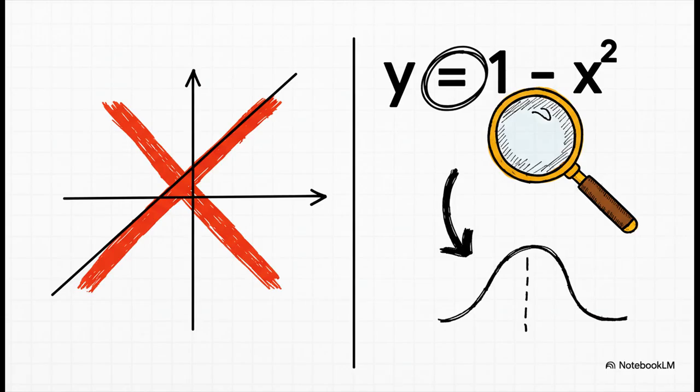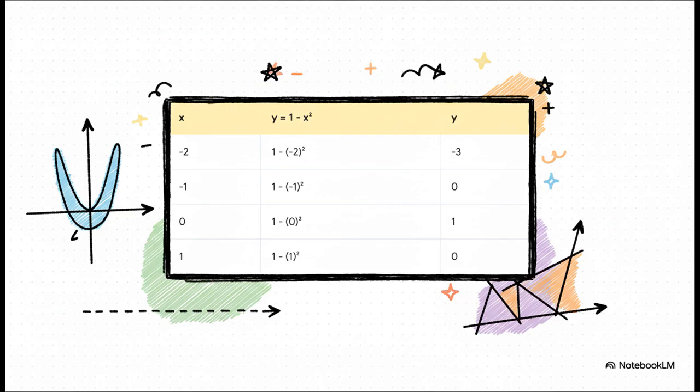That x squared term? That's our culprit. That's the secret ingredient that's going to make this whole thing curve. Anytime you see a variable squared in an equation like this, you can bet you're not dealing with a straight line anymore.